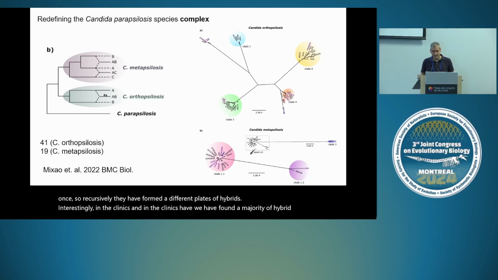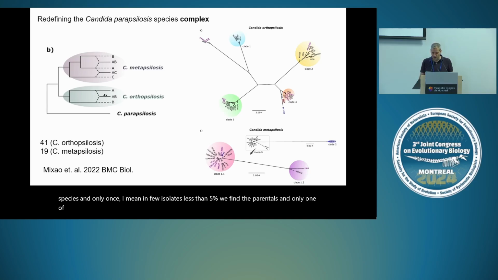So in Metapsilosis, we never find the parental species. In Orthopsilosis, we mostly find the hybrid species, and only in a few isolates, less than 5%, we find the parentals, and only one of the two parentals. So we were thinking, okay, maybe this hybrid has an advantage to spread over human environments and infect people.